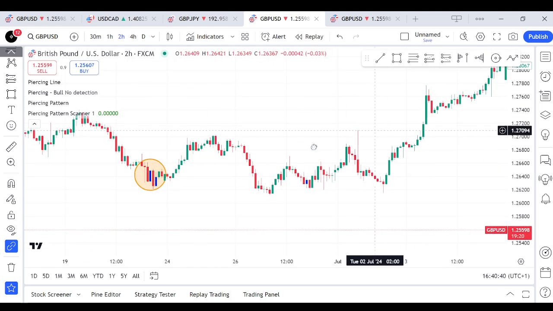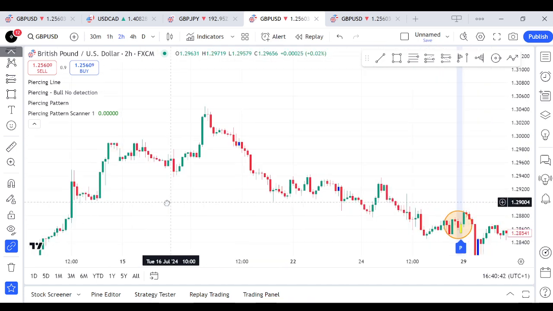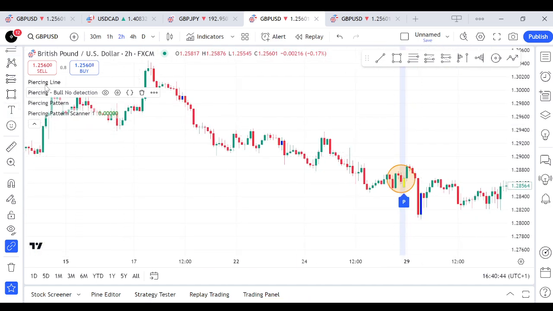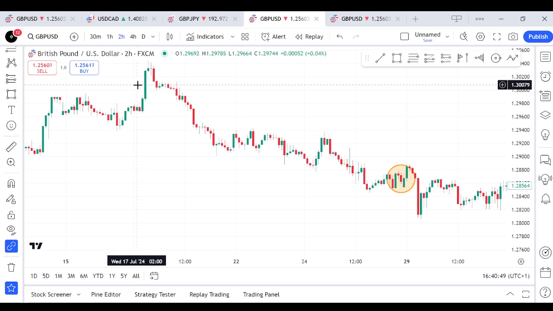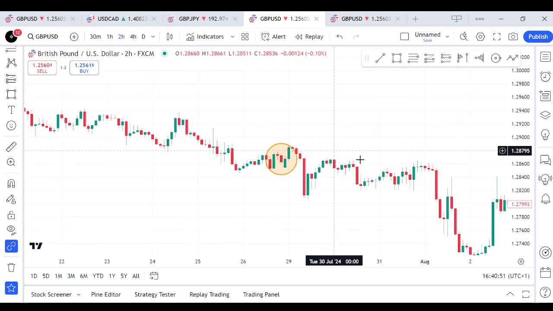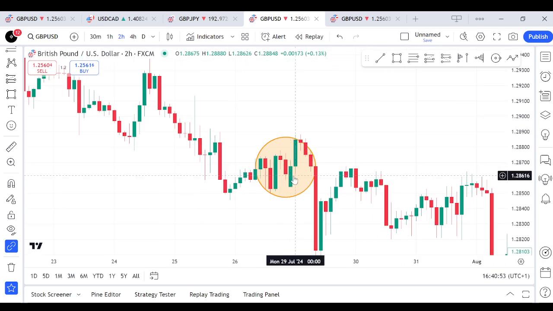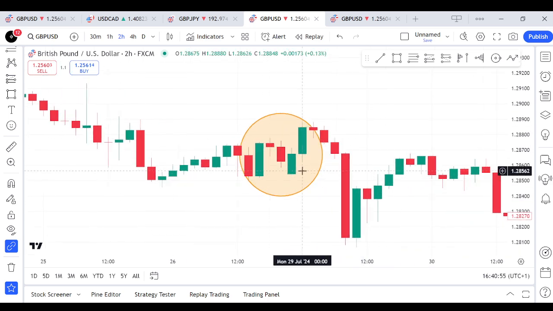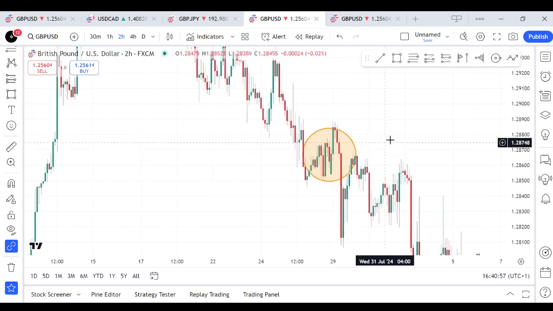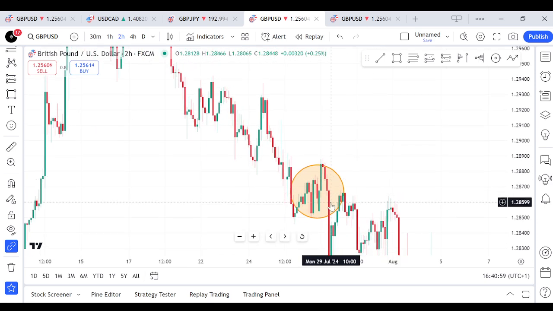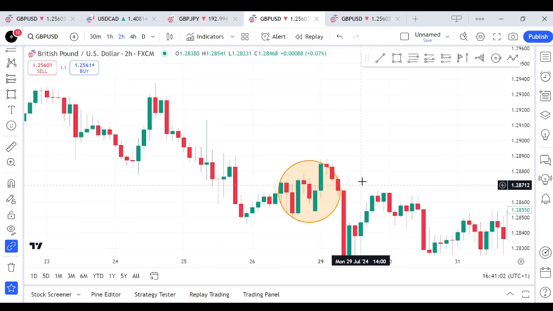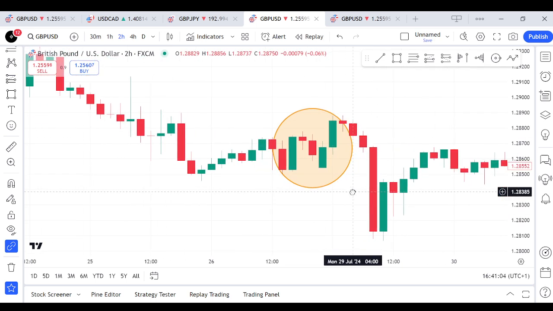Let me look for the major one. I think I had the major one marked out. I'm just gonna delete all this. So this is a major. This is how it looks like, but I didn't get it where we actually turned bullish. But you can see this right here.